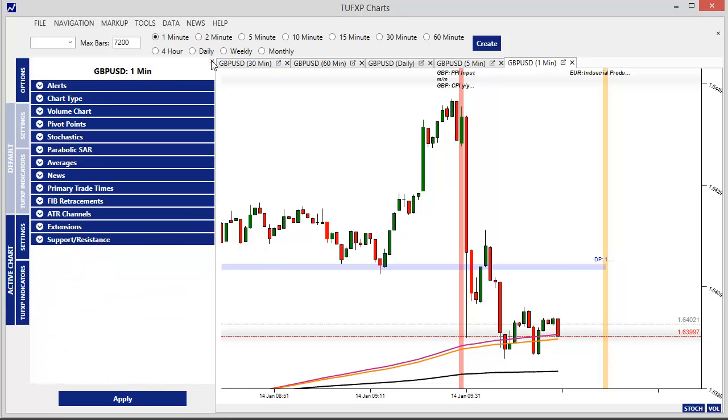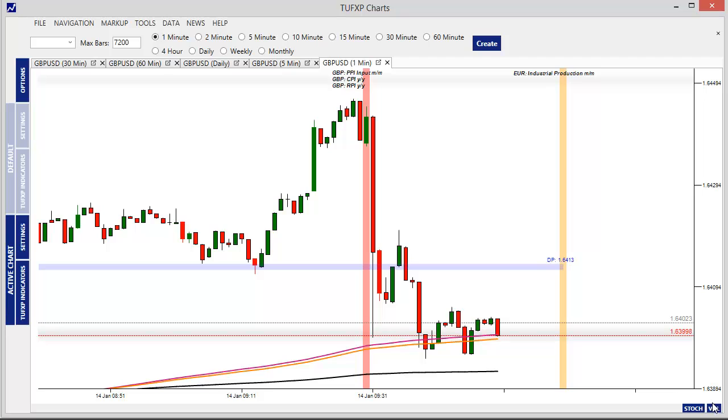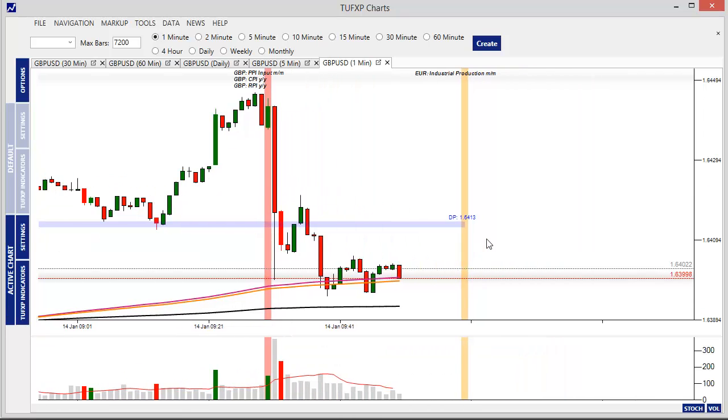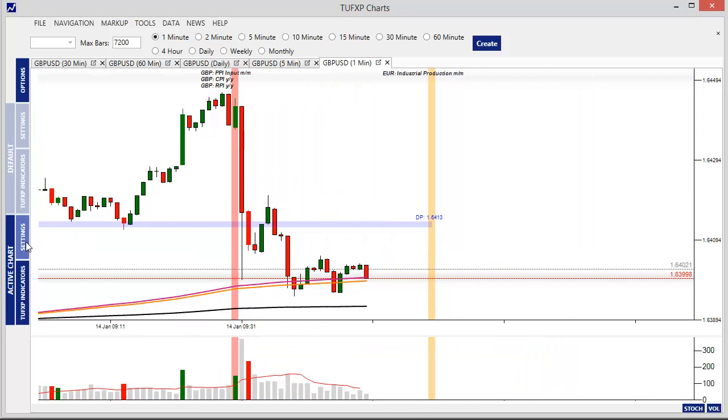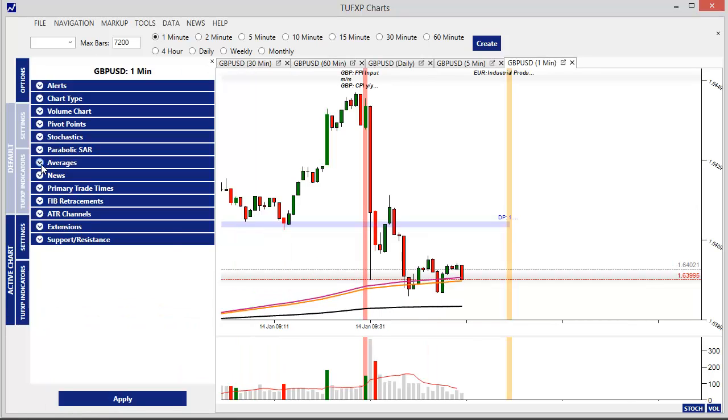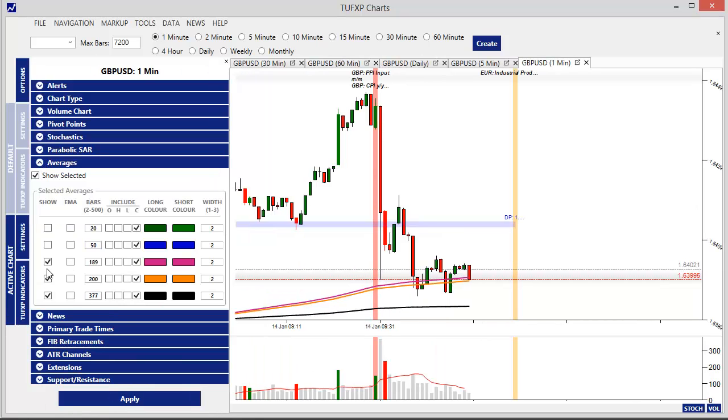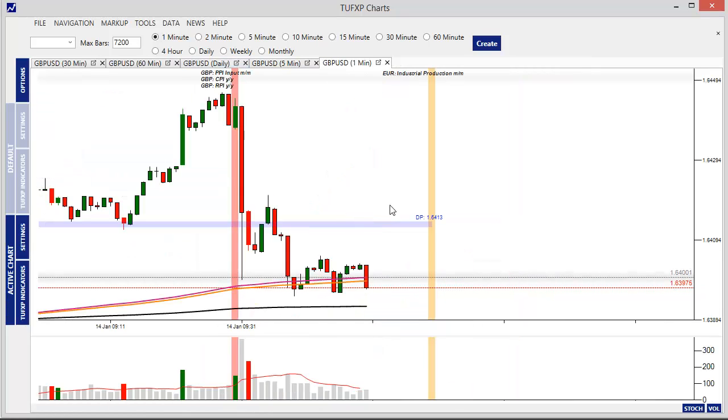I'll leave the moving averages on because they're trading at an area where these longer term averages are, and if you want to know what they are, let me just show you in the averages panel there. You can pick those up there, 189, 200 and 377. You can see the market sitting in that area at the moment and finding support. So this is a 1 minute chart.